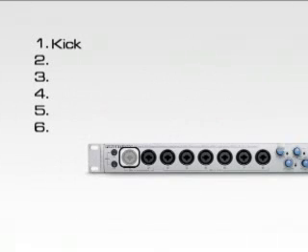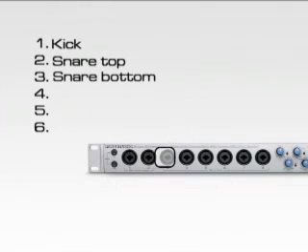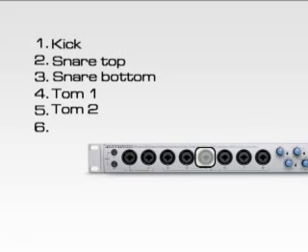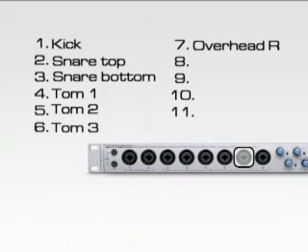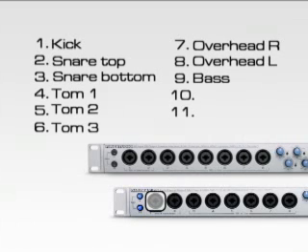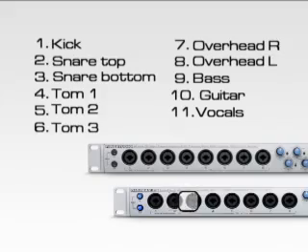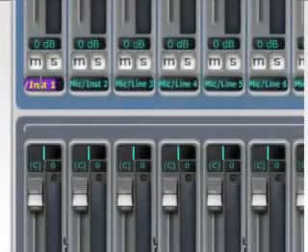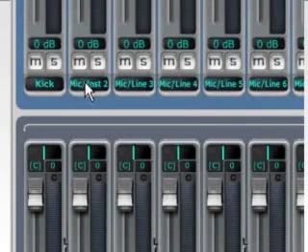In the studio, our drum mics are plugged into channels 1 through 8 on the Firestudio. These cover kick, snare top, snare bottom, tom 1, tom 2, tom 3, overhead right, and overhead left. The bass is plugged into input 9, which is the first instrument input on the Digimax FS. The guitar and vocals are plugged into channels 10 and 11 on the Digimax FS. You can name these inputs by double-clicking on the scribble strip below the mute and solo buttons on each channel.